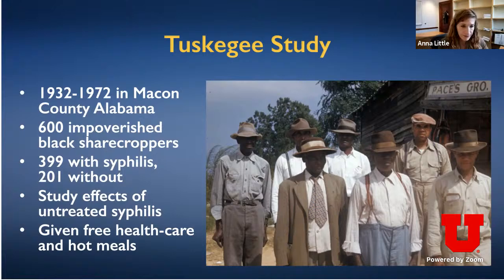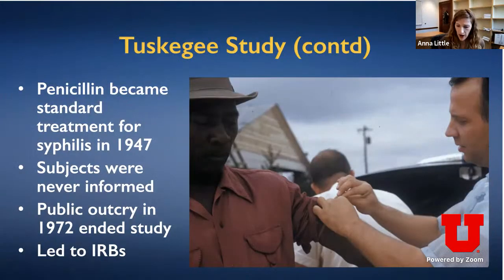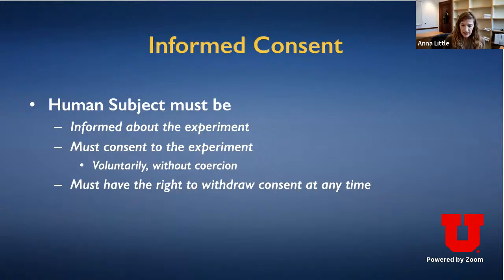So this may sound fine, good to advance medical knowledge, but the problem was that penicillin became the standard treatment for syphilis in 1947. So it became standard practice to give this as a treatment. But the subjects in the study were never informed about that, and they were never given that option. So this led to a public outcry in 1972 and led to the formation of IRBs, or institutional review boards. And institutional review boards basically govern the concept of informed consent, which is necessary for human subject research.